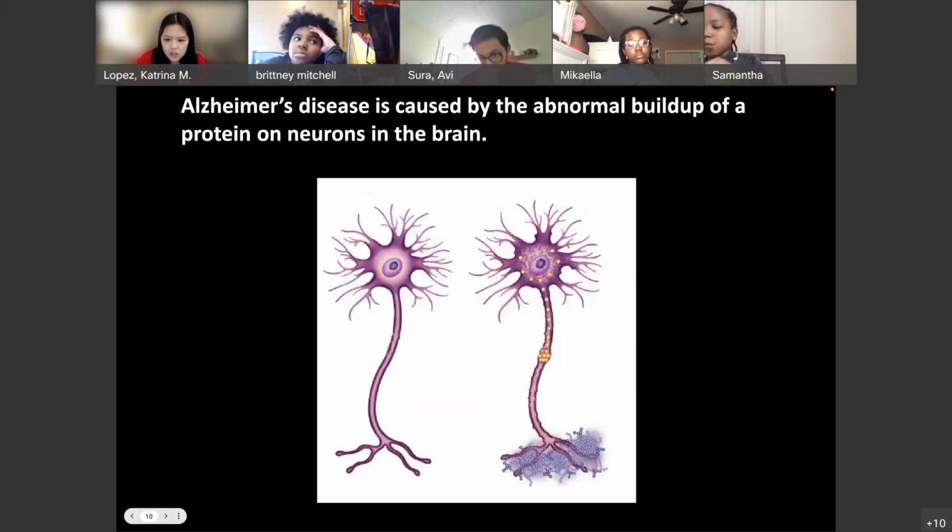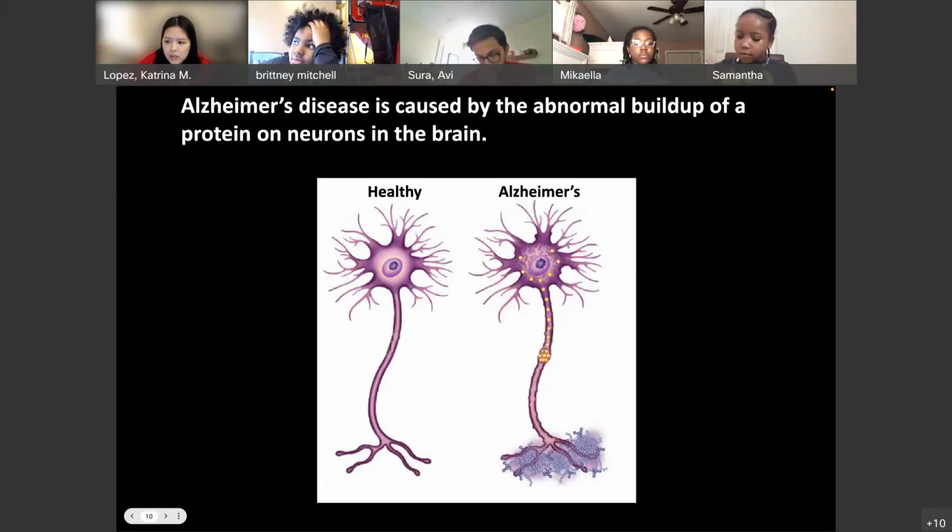Here we have two images, one of a healthy neuron and one that may be proof of Alzheimer's. The healthy one is on the left, and the one with the possibility of Alzheimer's is on the right. Now, Alzheimer's disease is caused by the abnormal buildup of a protein on neurons in the brain. This buildup of proteins might be causing some sort of memory deficiency. Scientists are not exactly sure about what happens to the neurons of people with Alzheimer's. There are two different theories common among Alzheimer's patients.